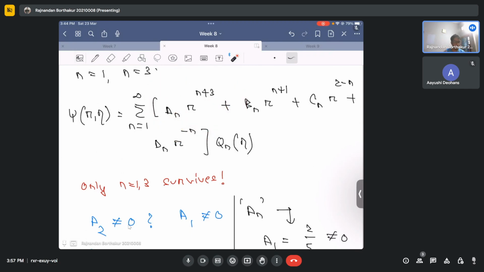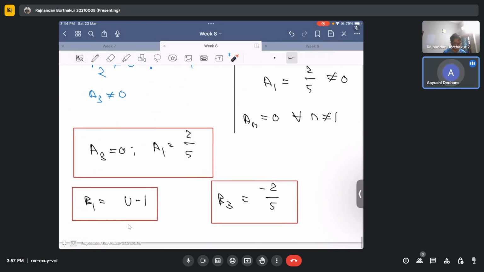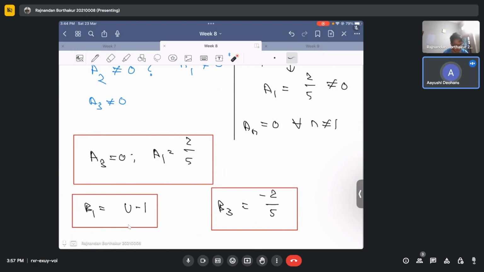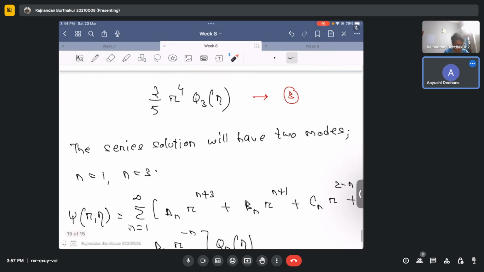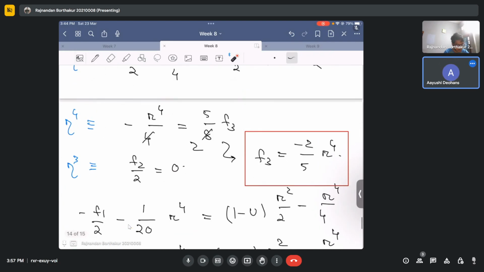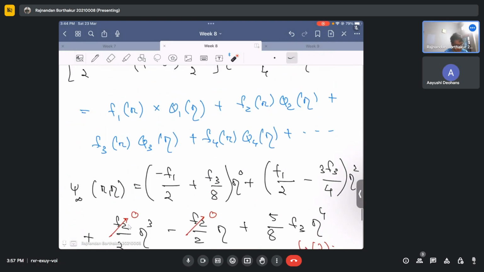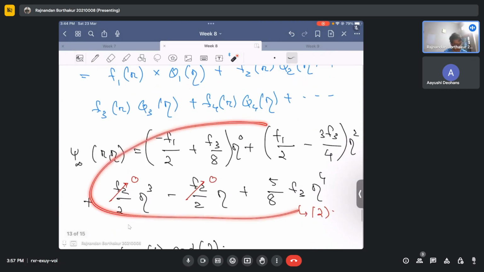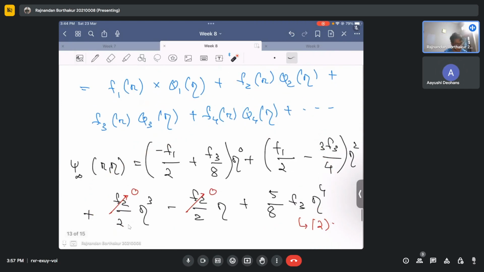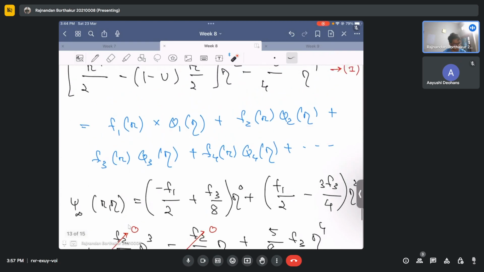I think you guys are clear up to this point. One doubt only. Yeah. Coming to equation second, can you explain once more? Sure. Equation second is what? Equation second is this, right? Yeah. Okay, I'll be happy to explain that.